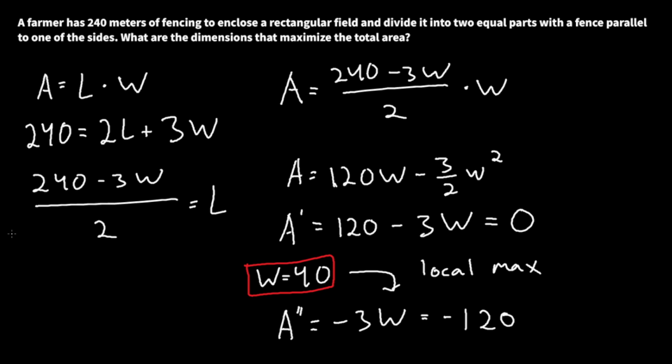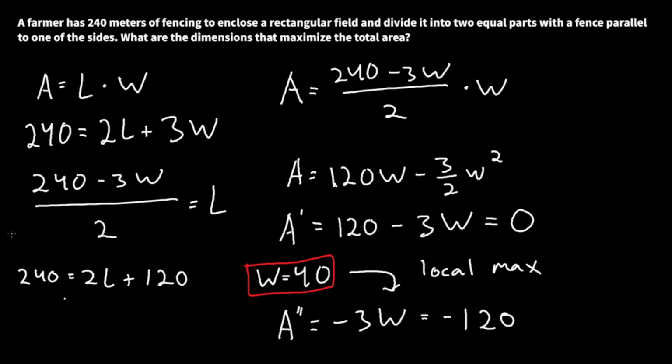But still, we need to find the length, right? In order to find the length, we can use this formula here. 240 is equal to 2 times the length plus 3 times the width. But we already solved for the width. The width is 40. 40 times 3 is 120.